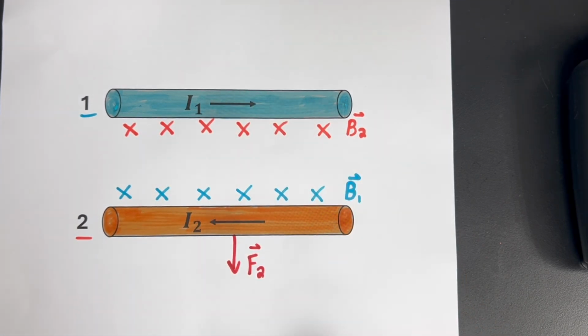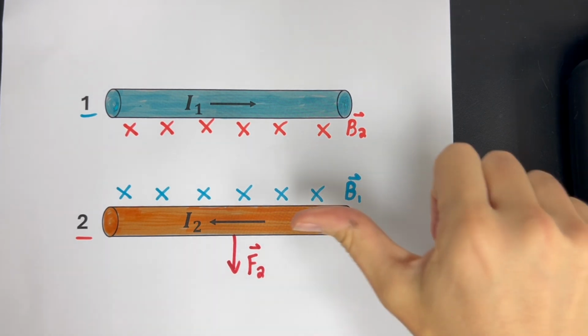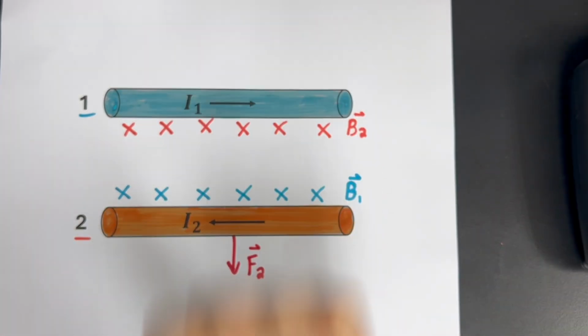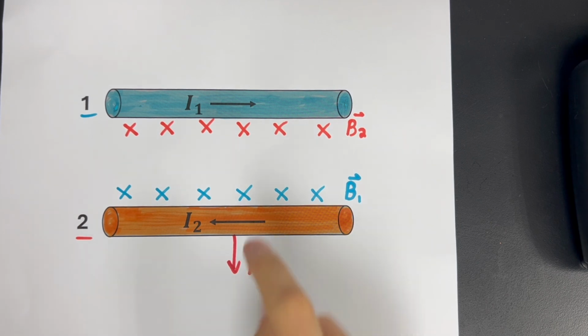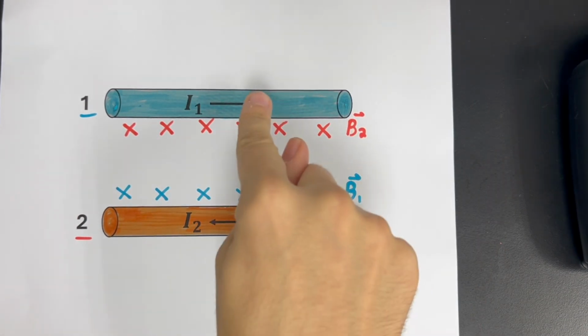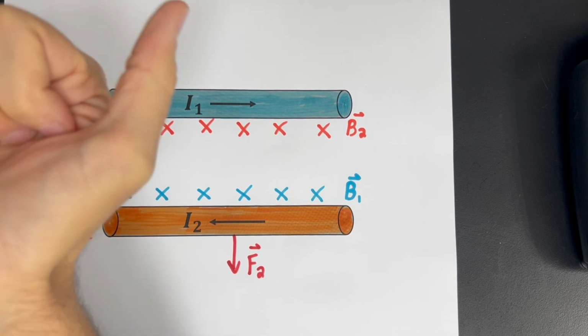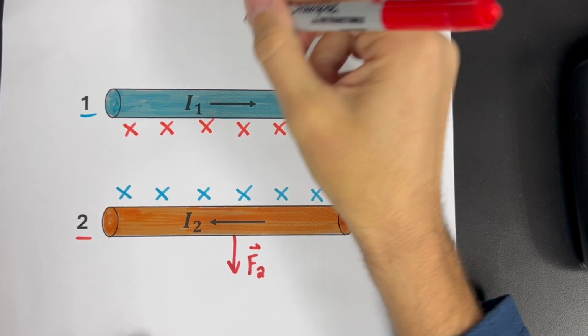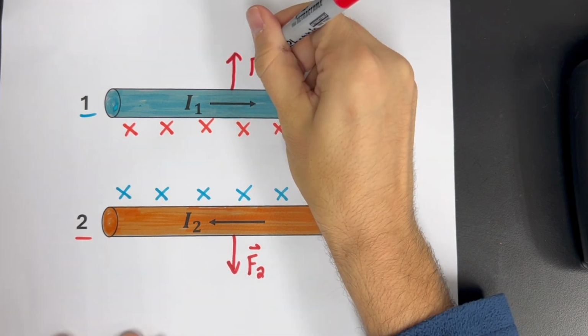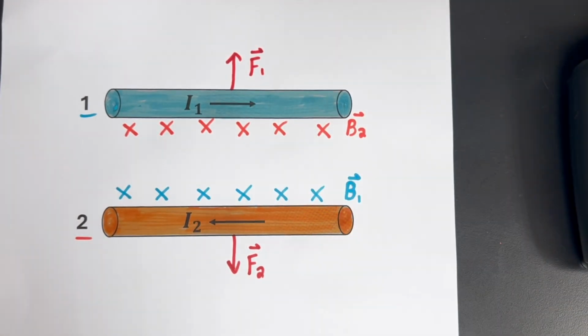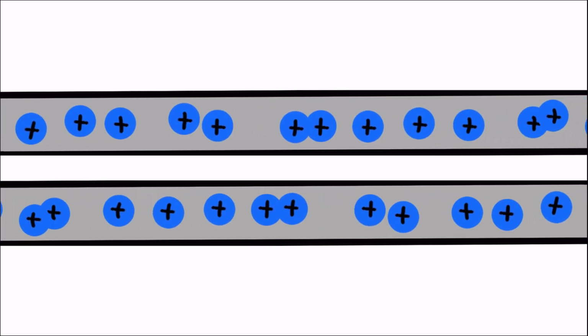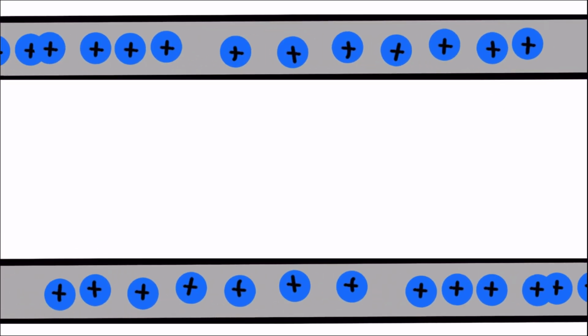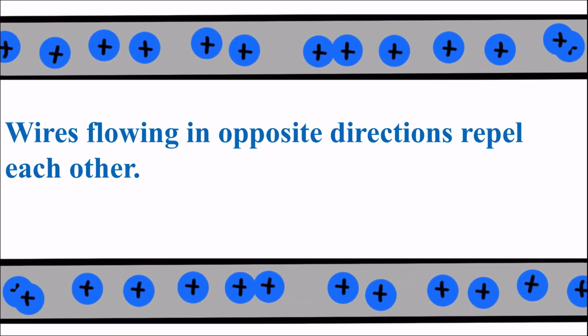For wire 1, the force it experiences is due to wire 2's field. That field is into the page by the right-hand rule. And then since wire 1 has a field into the page exerted on it, if I use the right-hand rule for wire 1, thumb to the right and fingers into the page, my palm will be pointing up, so the force on wire 1 is up. And whenever two wires flow in opposite directions, they'll have forces opposing each other. So when conducting wires carry current in opposite directions, the two wires will have magnetic forces that repel each other.